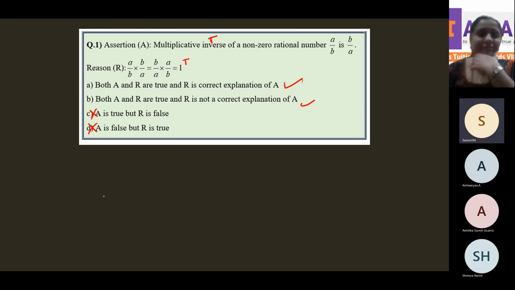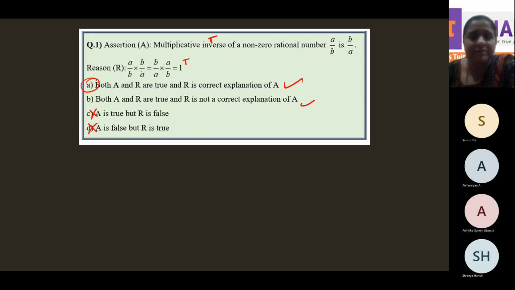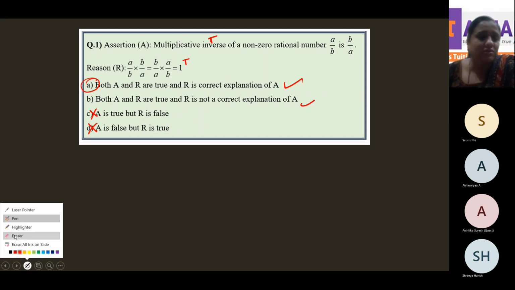Ma'am, the correct option is A. All of you? Correct answer A. Yes, ma'am. Exactly. A is the correct option because it's the same situation. The assertion talks about the same situation.